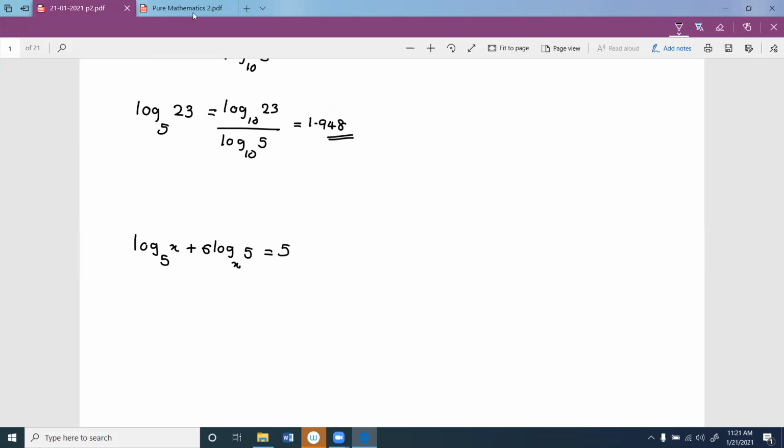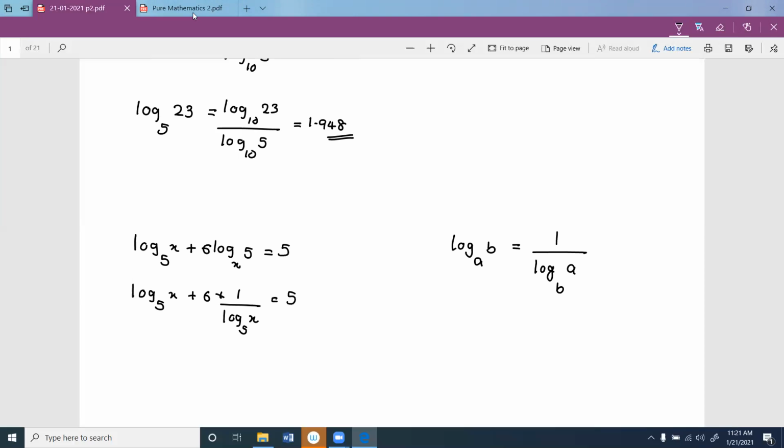The next logarithmic rule we have already learned is this: log base A of B can be written as 1 over log base B of A. The thing to understand here is that this is 5x and this is x5, so the base and argument change places. You can use this technique to understand that. Then you can write log 5x plus 6 times 1 over log 5x equals 5.